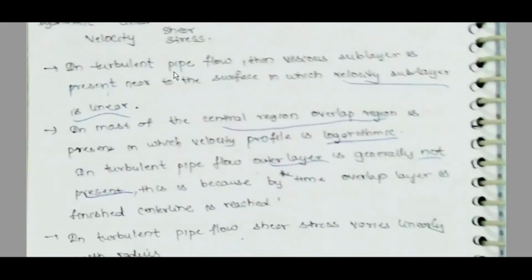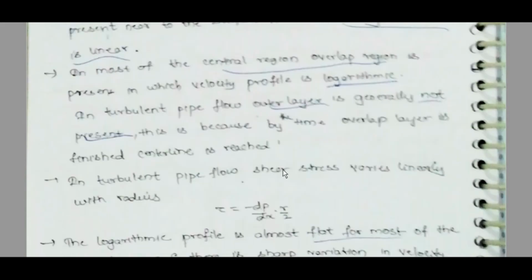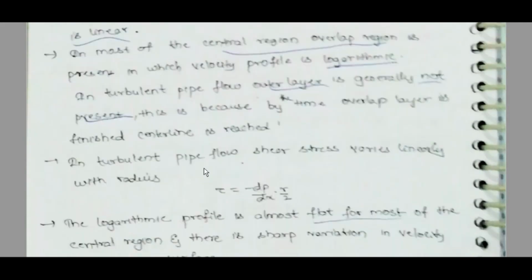In turbulent pipe flow, a thin viscous sublayer is present near the surface, in which velocity is linear. In most of the central region, the overlap region is present, in which the velocity profile is logarithmic. In turbulent pipe flow, the outer layer is generally not present. This is because the overlap region continues until the center line is reached.